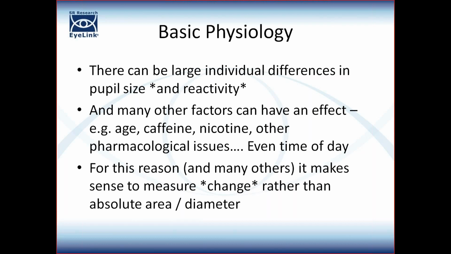Now, many journals, if you submit a paper that's reporting pupillometry data, will ask you to report your pupillometry data in millimeters. That's reasonable. It provides a standard measure that works across eye trackers, for example, but you will probably be reporting change as a percentage of those millimeter values rather than absolute values.